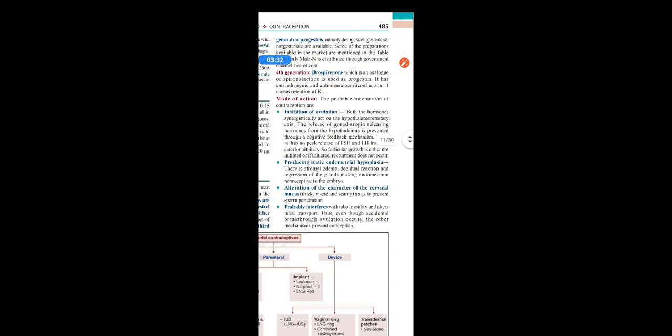Some of the preparations available in the market are mentioned in the table. Only Mala N is distributed through government channel free of cost. And fourth generation includes drospirenone. Drospirenone, which is an analog of spironolactone, is used as a progestin. The benefit of drospirenone is it has anti-androgenic and anti-mineralocorticoid action. It causes retention of potassium.